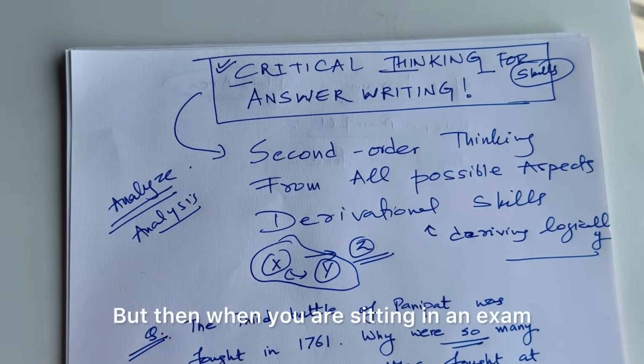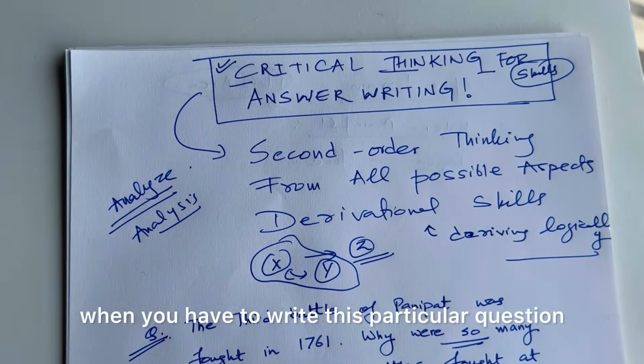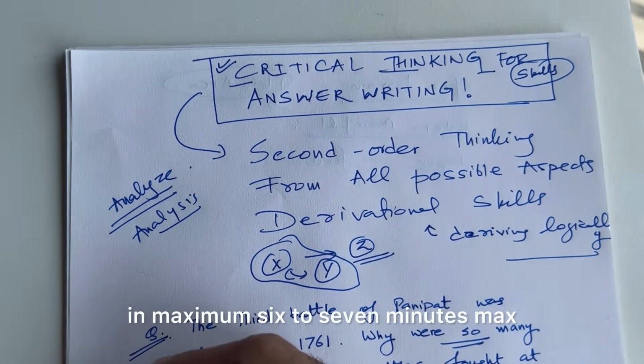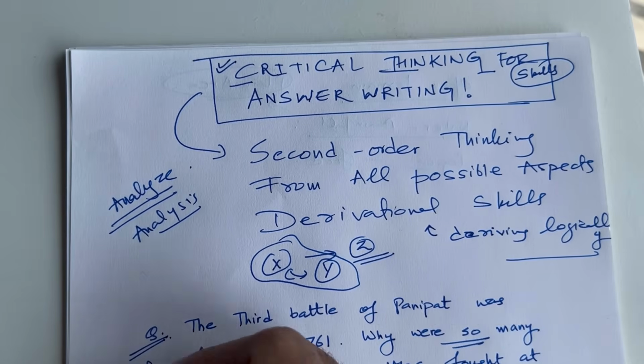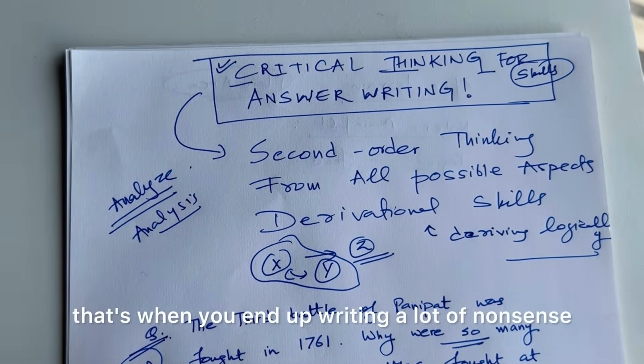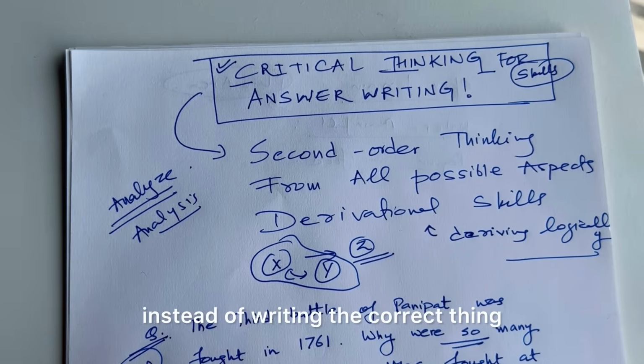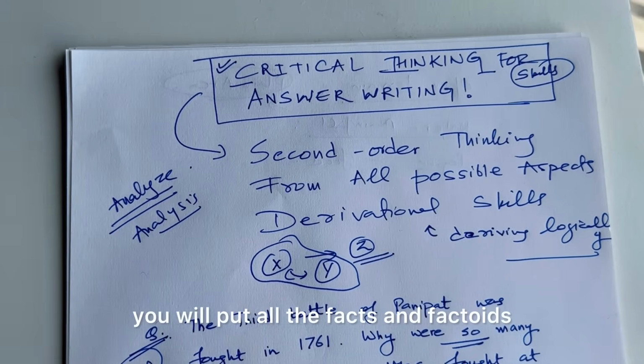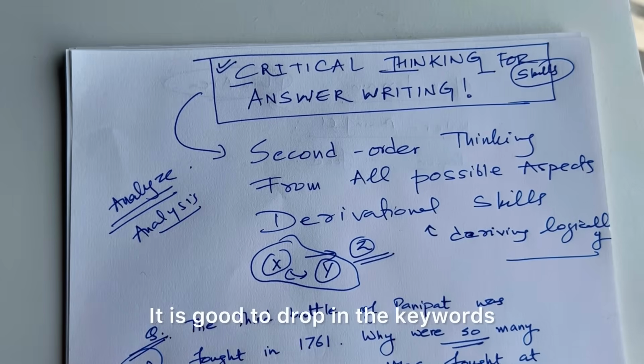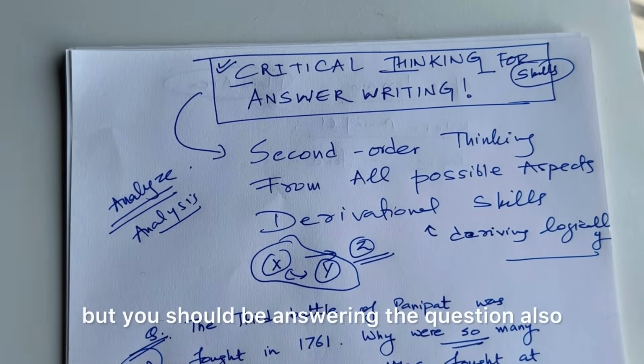But when you are sitting in an exam, when you have to write this particular question in a maximum of 6 to 7 minutes, that's when you end up writing a lot of nonsense instead of writing the correct thing that the examiner is expecting. So what happens, you put in all the facts and factoids. It's good to drop in the keywords and the factoids, but you should be answering the question also.